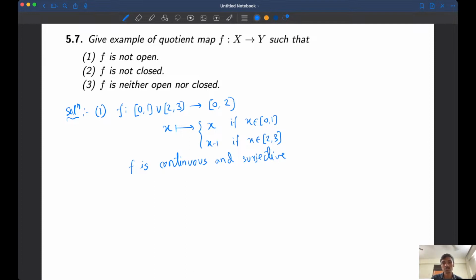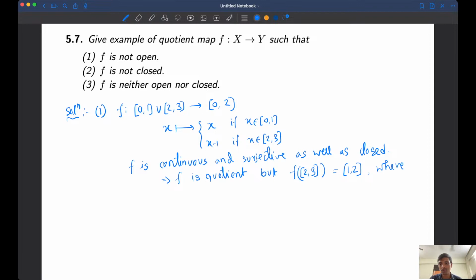So surjective as well as closed. So this implies f is quotient, but f of (2,3) is open, (1,2) where (2,3) is open but not (1,2). Okay, so this is not open.